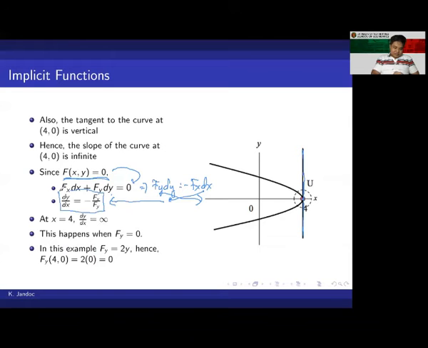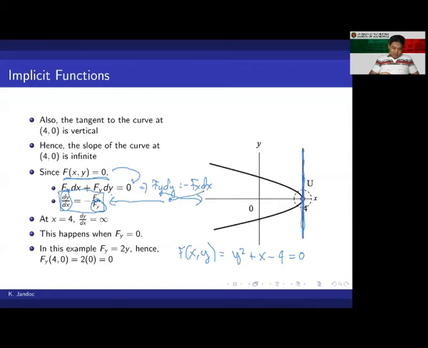Okay, so at x equals 4, you know that the slope of the tangent line, by the way, this is just the derivative, so this is just the slope of the tangent line, you know that's vertical or infinite. Okay, so when will this happen? This happens whenever fy over here is equal to 0. So if we have our implicit function from a while ago, f(x, y) is equal to y squared plus x minus 4 equals 0.